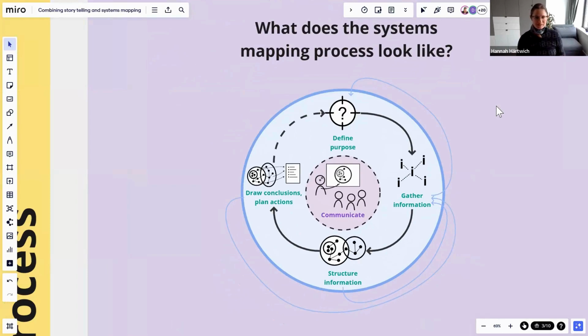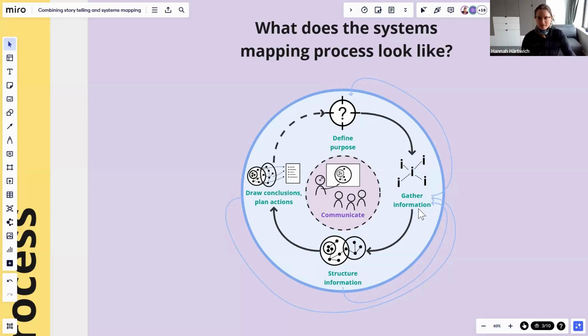What do we want to achieve with this? Who is involved in it? What do we want to do together? From there, we can start to gather information about the system. And this information can come from many different places. This can be already existing literature, research that we are doing. Or for example, that we can get that information through storytelling.